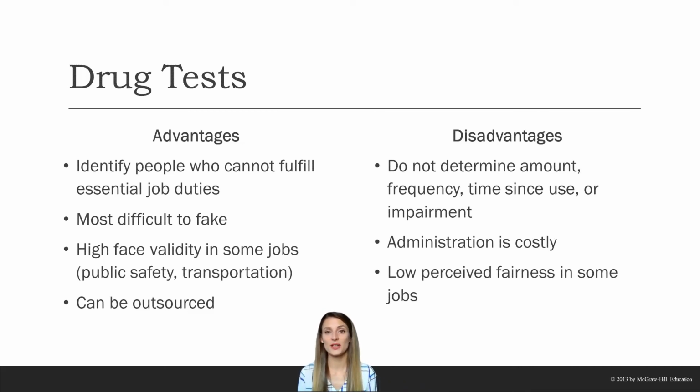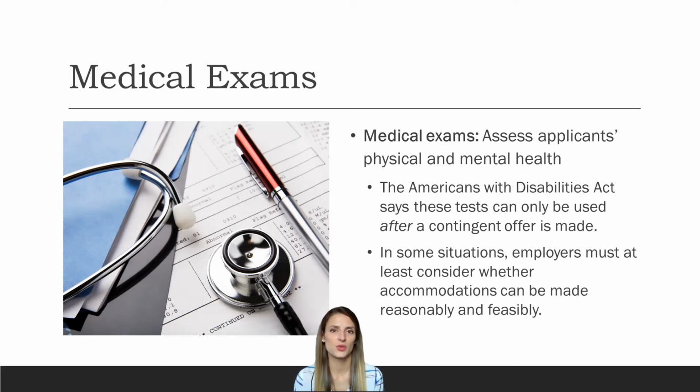While these tests can help us identify trace amounts of a prohibited substance, they don't help us determine the amount, the frequency of use, the time since last use, or the degree of impairment. Administration is extremely costly. In Central Illinois, for example, a urine drug test can cost anywhere between $50 to $100, just depending on how many people are being tested. Finally, in some jobs, drug tests are not perceived as fair, but that's only in some jobs. So you really have to think about how much money do you want to spend in the selection process? Is this job relevant?